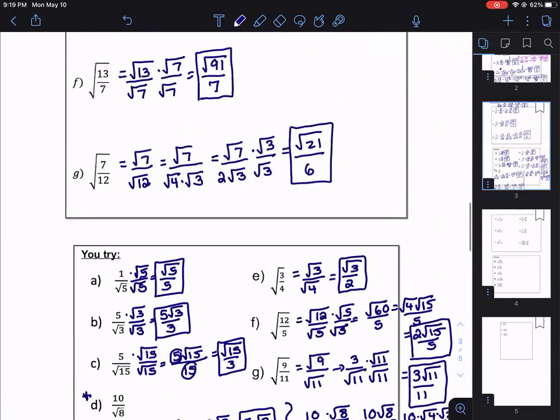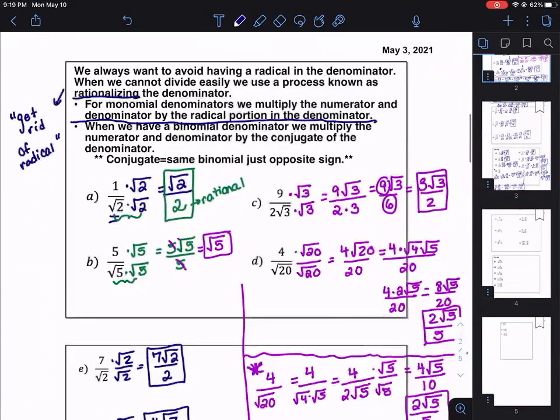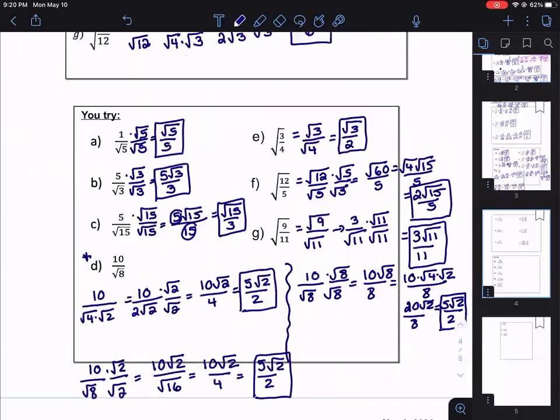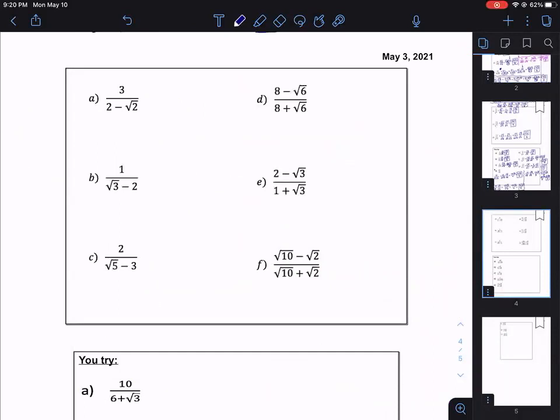Okay, so let me scroll back up for one moment to the beginning where I crossed that out. It says when we have a binomial denominator, this is always the case, we are going to multiply the numerator and denominator by the conjugate. Remember, the conjugate is the same binomial, opposite sign. So for this example, we are going to multiply the top and bottom by the conjugate. And let me explain the reason why. If we attempt to multiply by just the radical 2, when we distribute, we will not get rid of the radical. So the rule is anytime it's a binomial, use the conjugate.